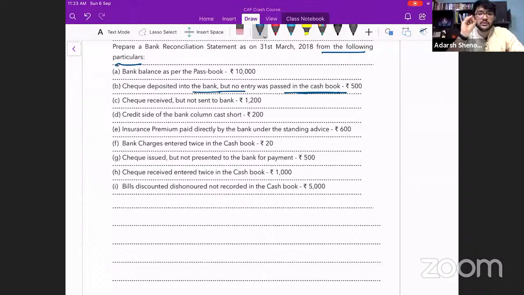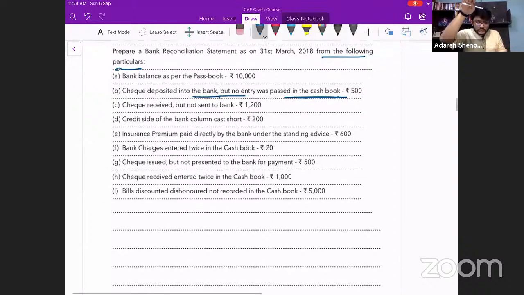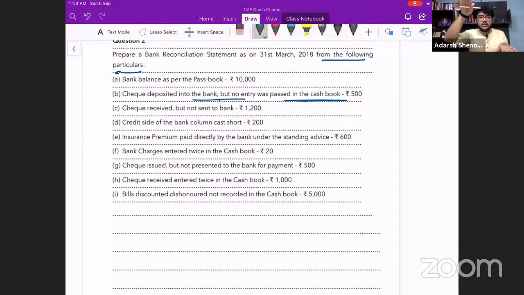Which book has moved because of this? The passbook has moved because of this. Wonderful. Has it gone upwards or downwards? The passbook has moved upwards. Now what should we do? The starting point is the passbook, so you have to reach the cash book balance. So what should you do? You have to reduce.